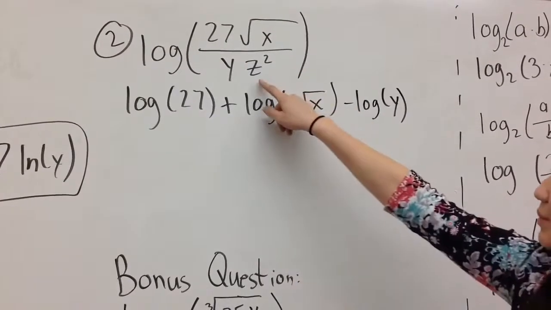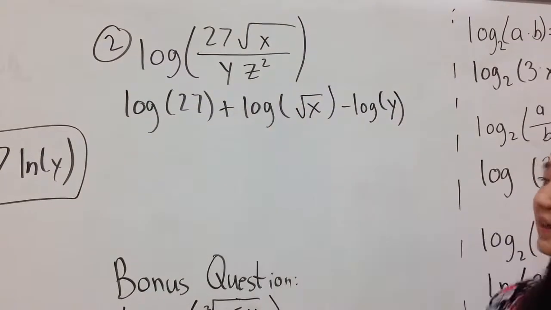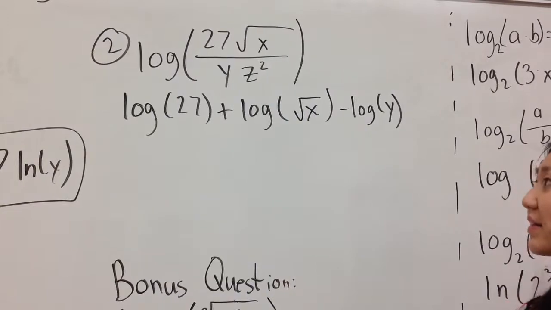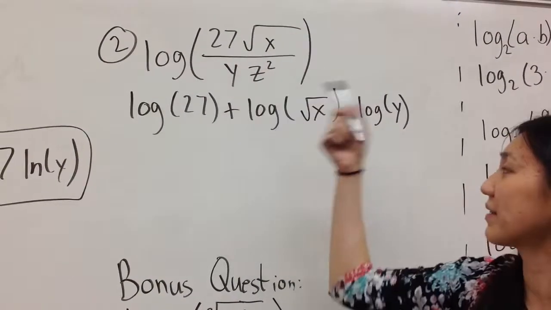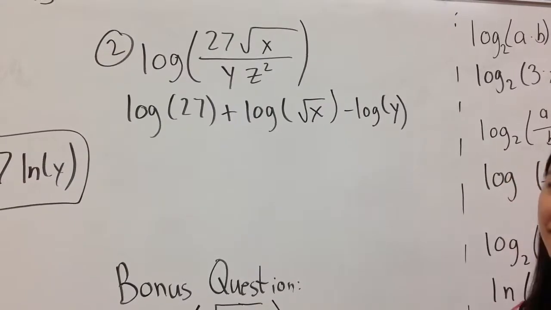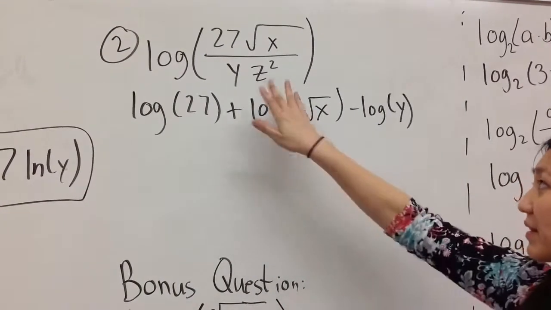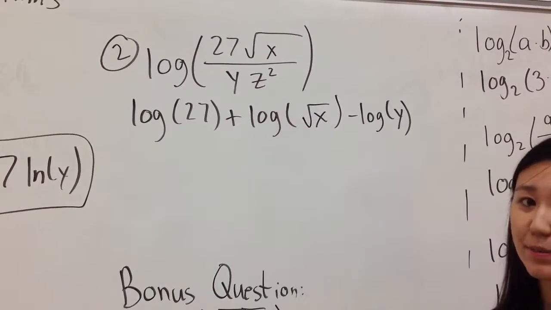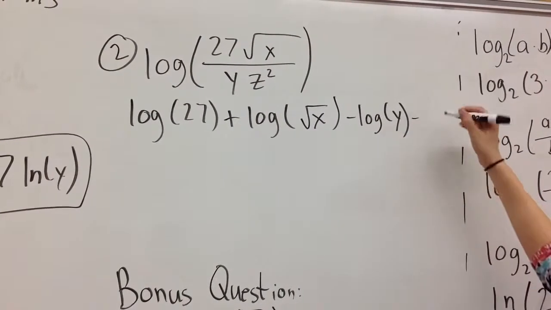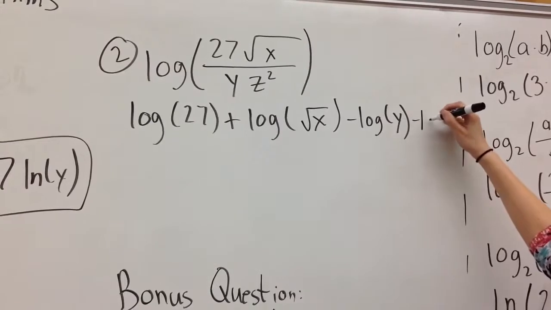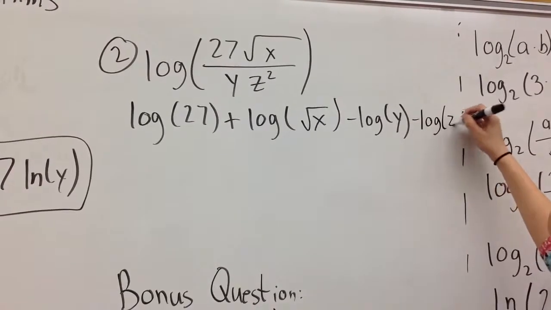And this one, even though they're multiplying, it's going to be minus because it's still dividing the whole thing. So it's still dividing all of this stuff. You can also think about it a different way. Everything that's in the bottom has a negative exponent, right? Because it needs to be flipped to go to the top. So this is still a negative here, so it's minus log of z squared.